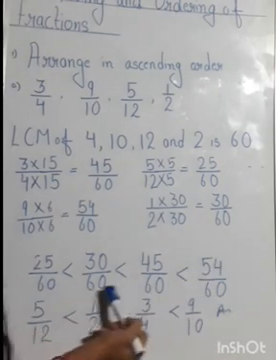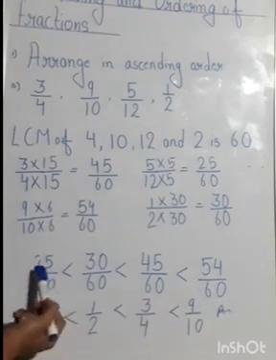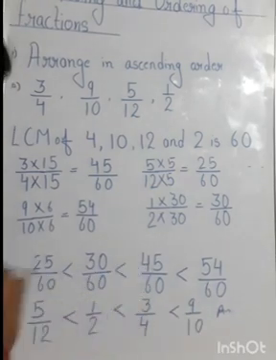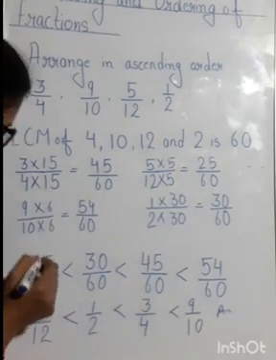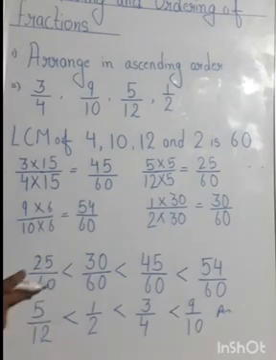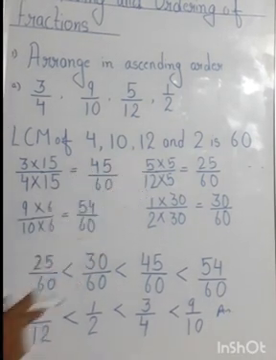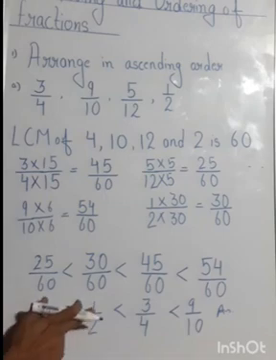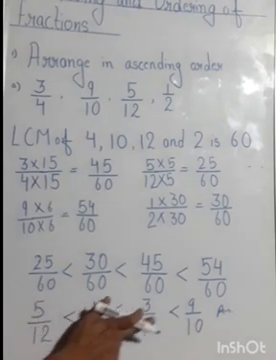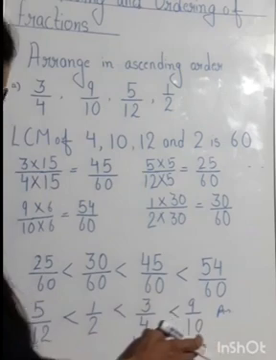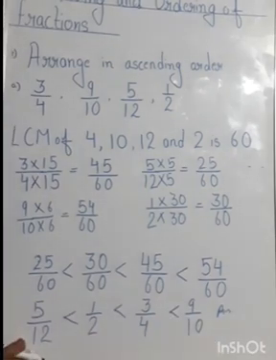As the denominators are same, so I only have to look at the numerators. This 25 by 60 I am getting by 5 by 12. So I have written 5 by 12 is less than 1 by 2, less than 3 by 4 and less than 9 by 10. This is the arranging of fractions in ascending order.